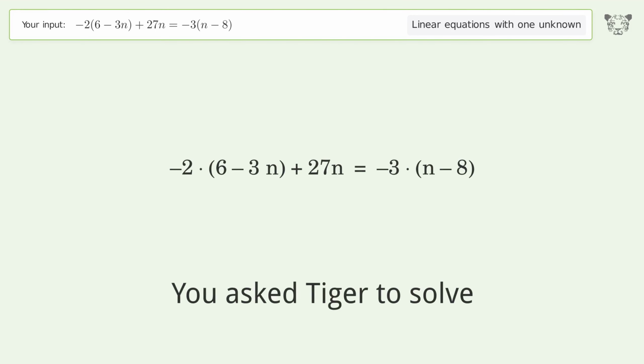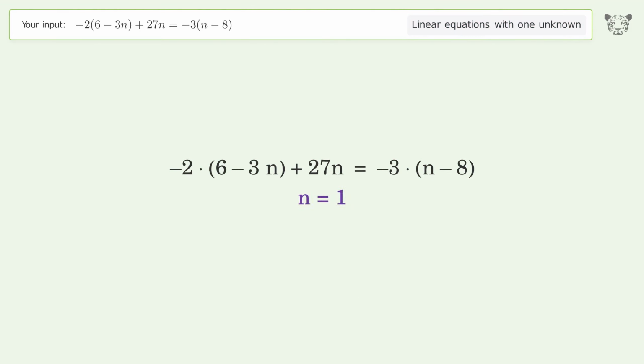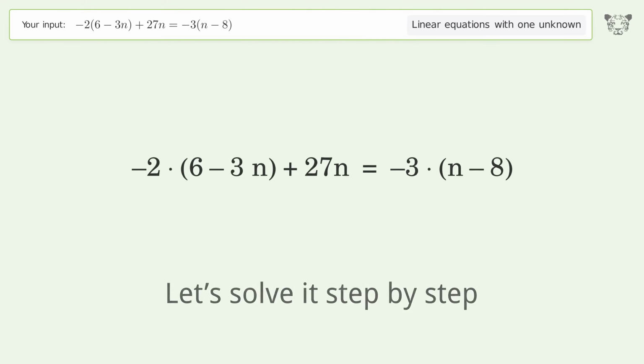You ask Tiger to solve this. It deals with linear equations with one unknown. The final result is n equals 1. Let's solve it step by step.